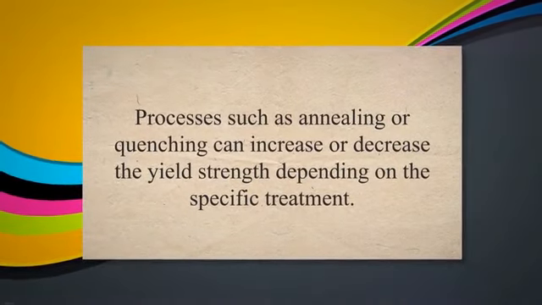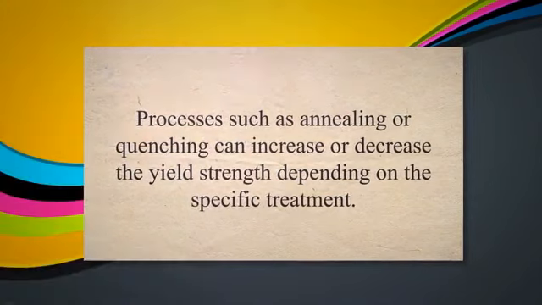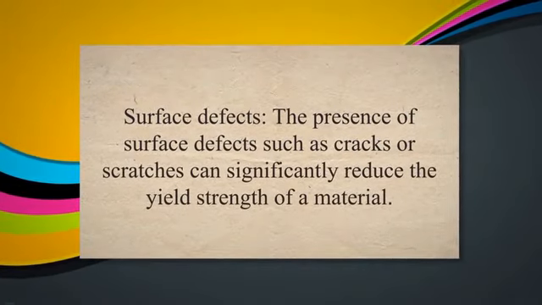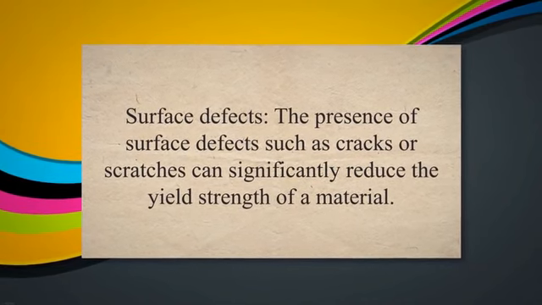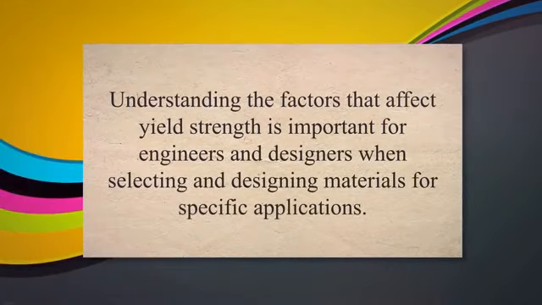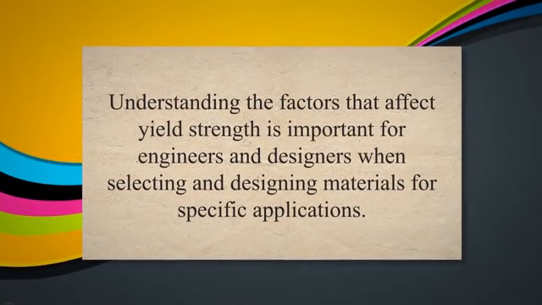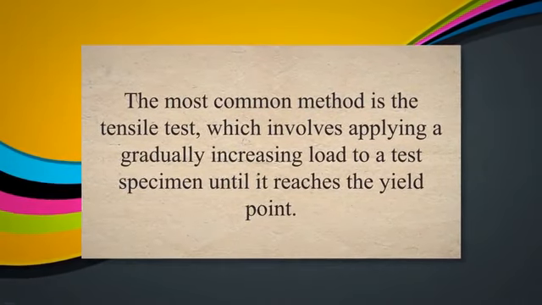Processes such as annealing or quenching can increase or decrease the yield strength depending on the specific treatment. Surface defects: the presence of surface defects such as cracks or scratches can significantly reduce the yield strength of a material. Understanding the factors that affect yield strength is important for engineers and designers when selecting and designing materials for specific applications.